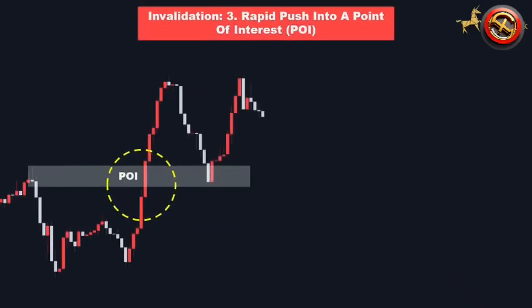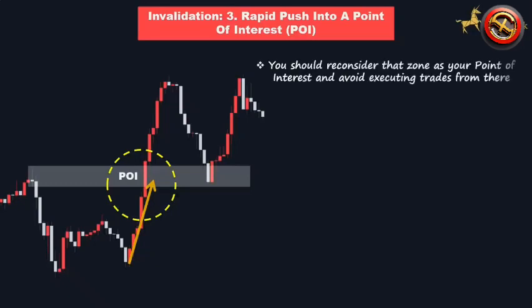The third factor that can lead to invalidation is a sudden and rapid push into a point of interest. Price behavior is crucial, especially when it approaches our identified point of interest. Imagine the price suddenly gains strong buying momentum and moves directly into your identified bearish point of interest, from which you plan to enter a short trade. In such a situation, you should reconsider that zone as your point of interest and avoid executing trades from there. The rapid and massive move toward that area could keep pushing the price upward as it sweeps up buy-side liquidity, increasing its speed and volatility.